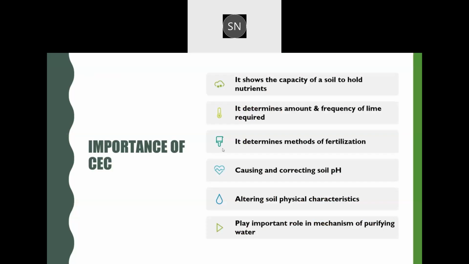Then we have the importance of CEC. Why do you have to study CEC? Yes, to give recommendations, to know the method of fertilizer application, how to correct the pH, and to alter soil physical characteristics, especially soil texture and structure. If the soil contains high sand content, how are we going to change the soil texture? We need to add more humus, we need to add more organic materials so that the amount of humus increases.